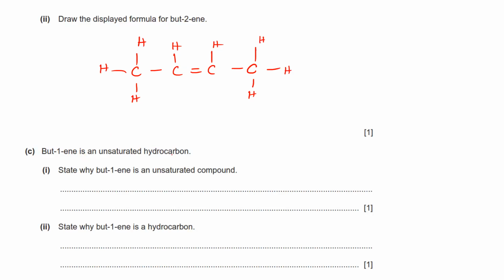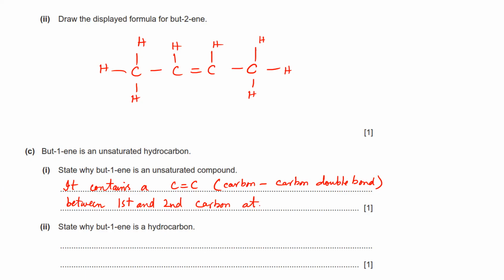It says but-1-ene is an unsaturated hydrocarbon. Why is but-1-ene unsaturated? Because it contains a carbon-carbon double bond between the first and second carbon atoms. Then it says state why but-1-ene is a hydrocarbon. Because it only contains hydrogen and carbon atoms. That is why it is a hydrocarbon.